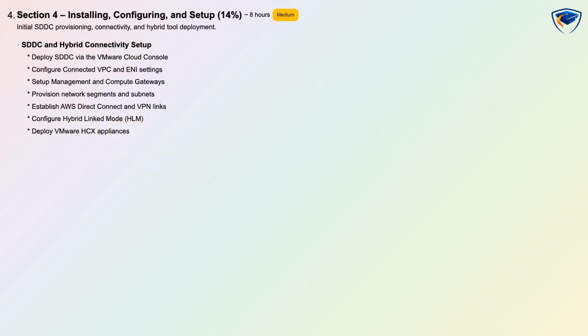Section 4 Installing, Configuring, and Setup represents 14%, is medium difficulty, and suggests about 8 hours of study with conceptual and scenario-based assessment. You will learn initial SDDC provisioning and hybrid connectivity by deploying an SDDC via the VMware Cloud Console, configuring connected VPC and ENI settings, setting up management and compute gateways, provisioning network segments and subnets, and establishing AWS Direct Connect and VPN links.